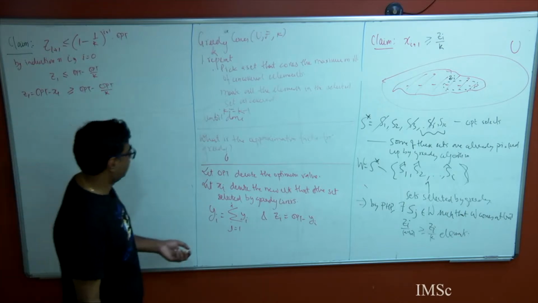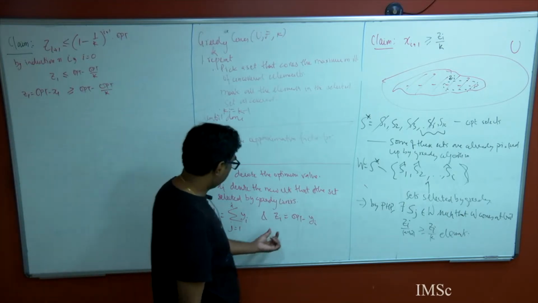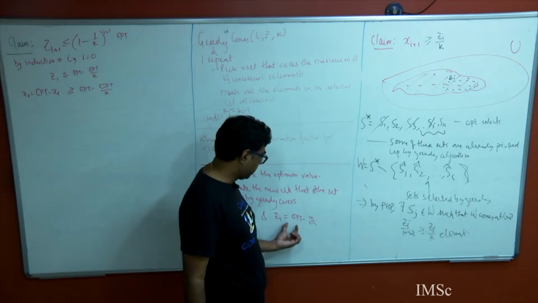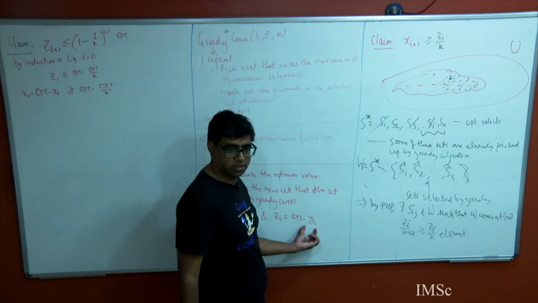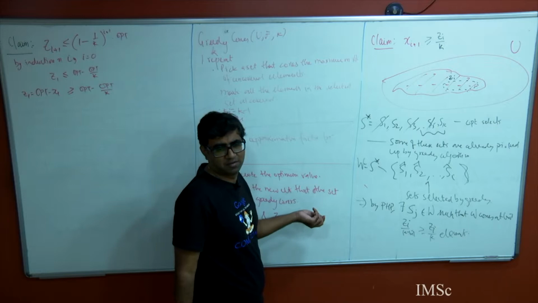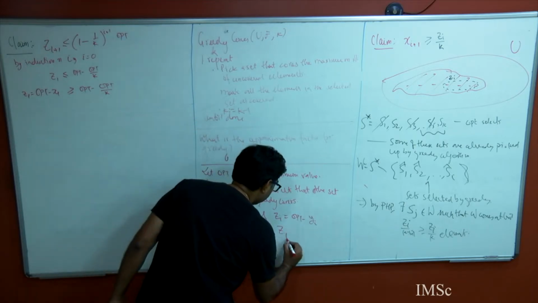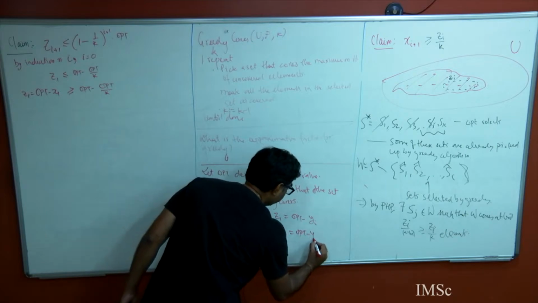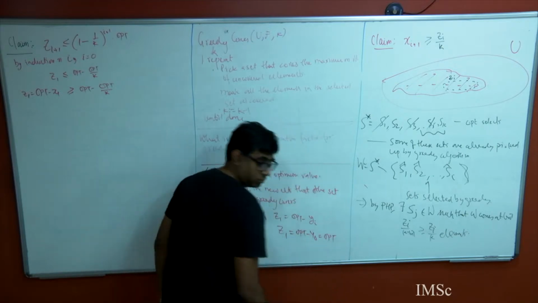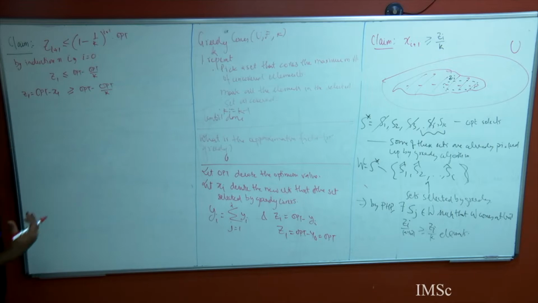Yeah, that's fine, right? No. Look, what is Z1? Z1 is opt minus Y0, right? Y0 is the empty set, right? So Z1 is opt minus Y0, which is equal to opt. Okay? So for Z1 we start with opt.